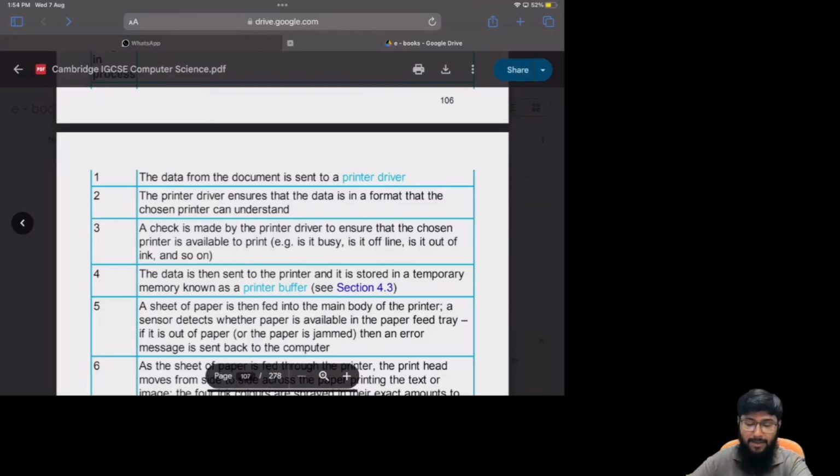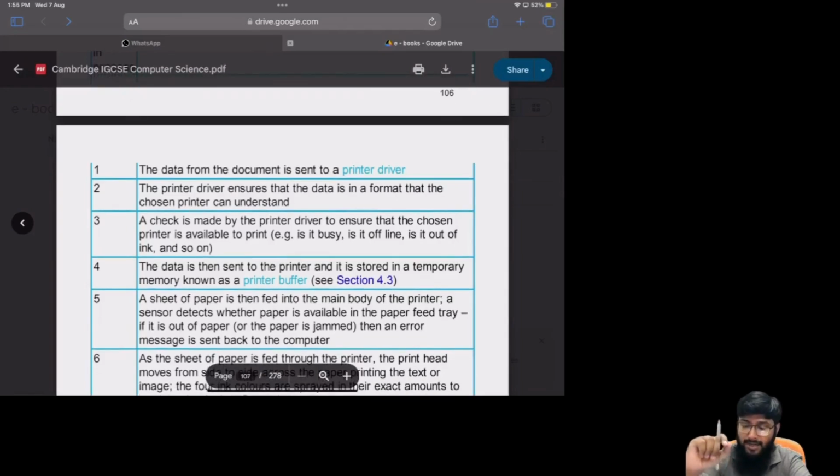Once it reaches the printer driver, the printer driver is going to ensure that it is in the binary format that the printer can understand. Just after that, the printer driver is going to check whether the printer is available, is it doing another job, is it out of ink, is the paper over there or not. So it's going to check each and every stuff.